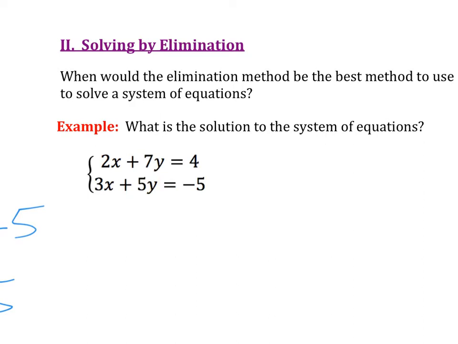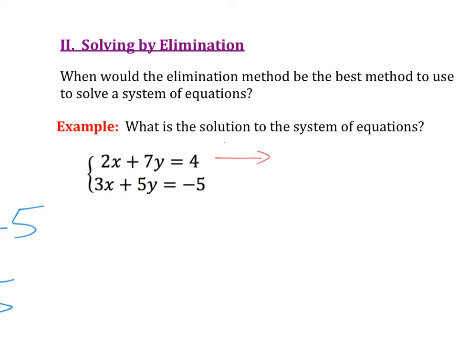Now when we pick our variables to eliminate, I personally like to stick with whatever has the smallest coefficient. So here the 2 and the 3 are relatively small. I'm going to target those guys. So I'm going to shoot to eliminate x here. All right, well 2 and 3 both go into 6. So to multiply 2 by 3 would give me 6.